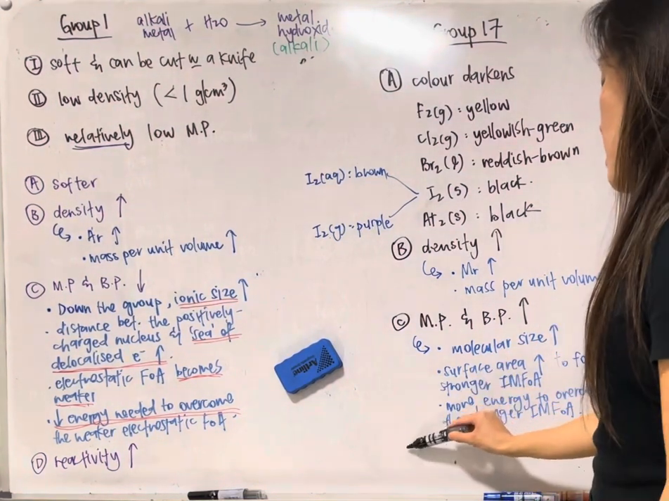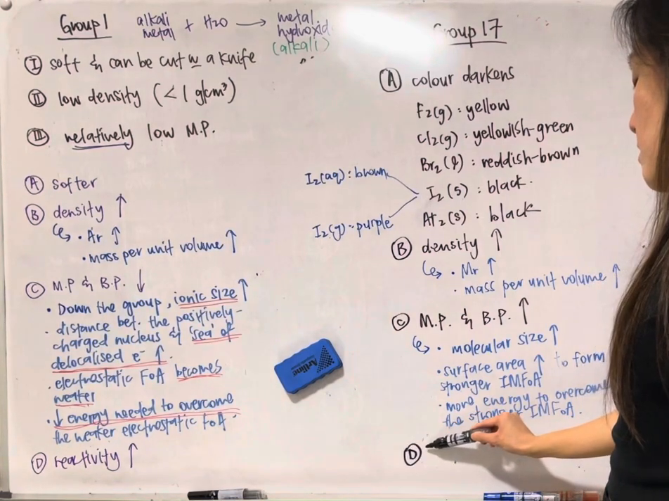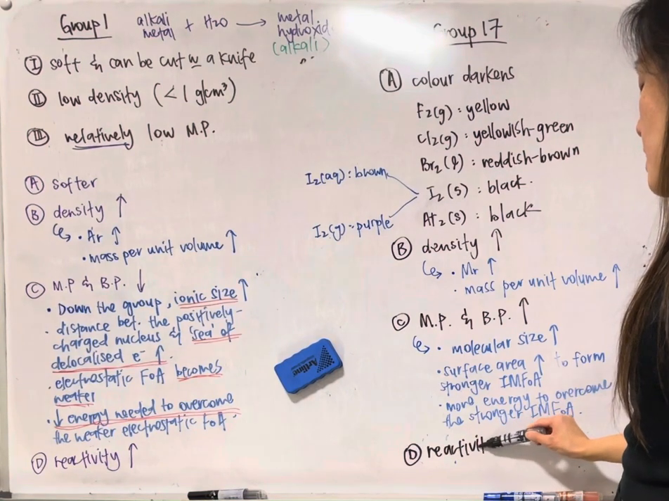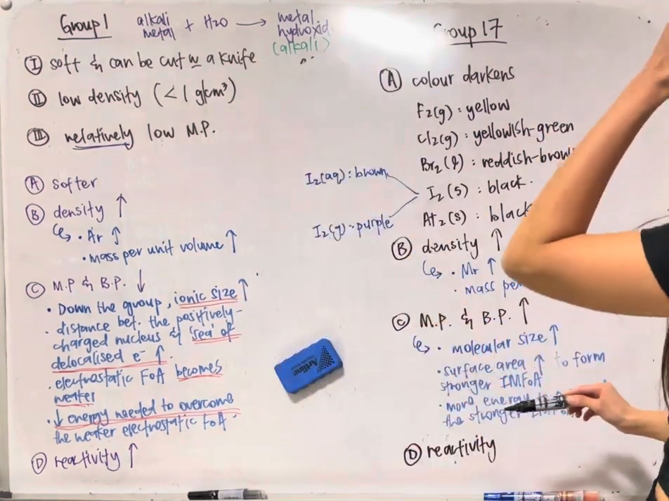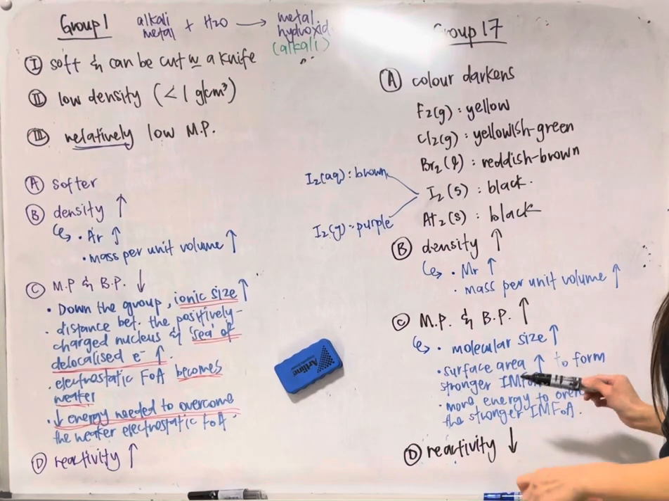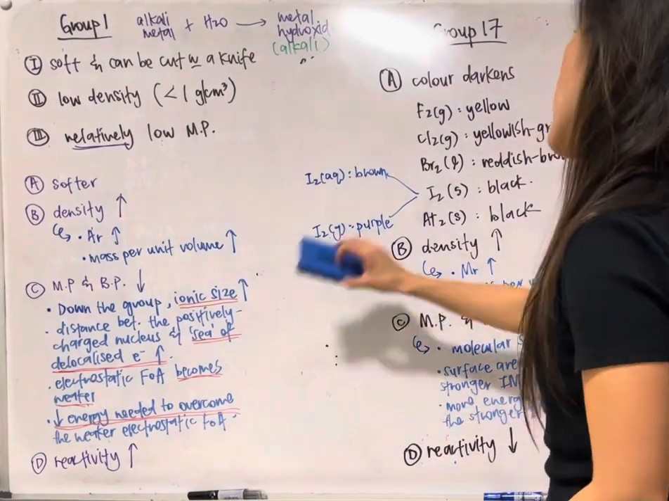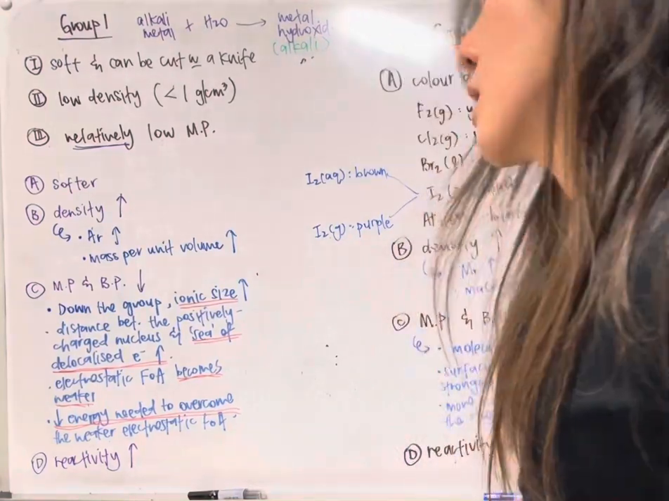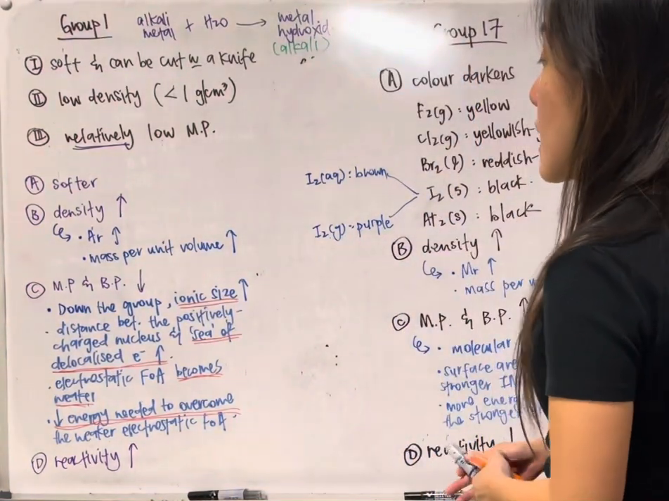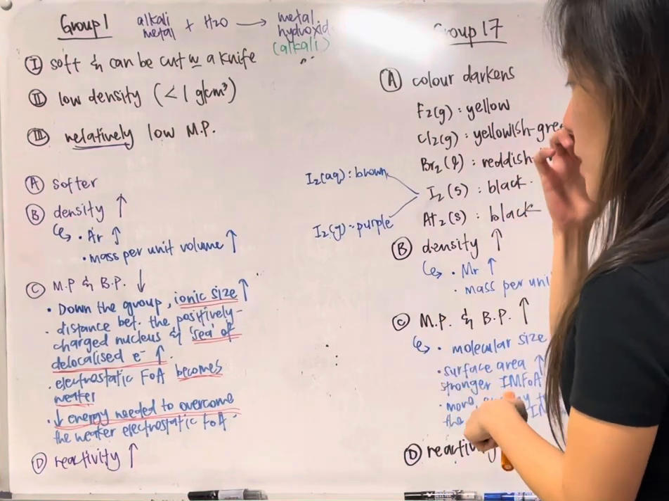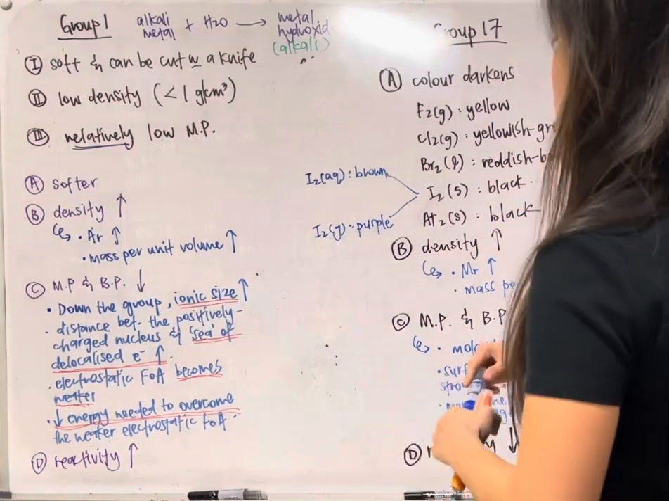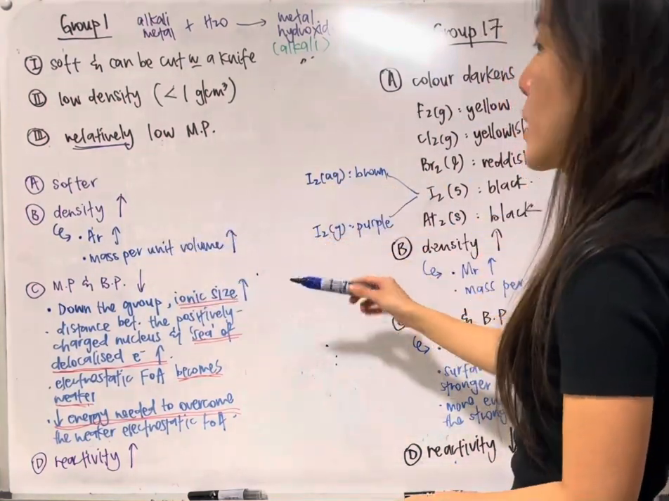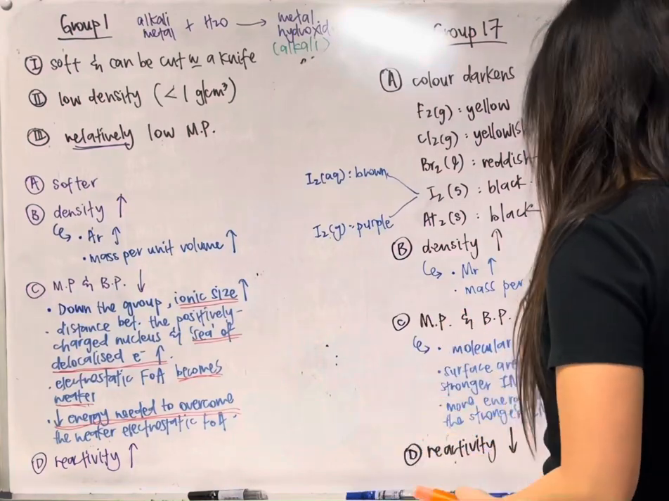Next one. Azan. Reactivity decreases. Just now, for reactivity, what kind of electrons are we always referring to? Valence. Yes, reactivity is all about valence electrons. So again, I don't care about molecular size. Highlight for me, we are concerned with atomic size.